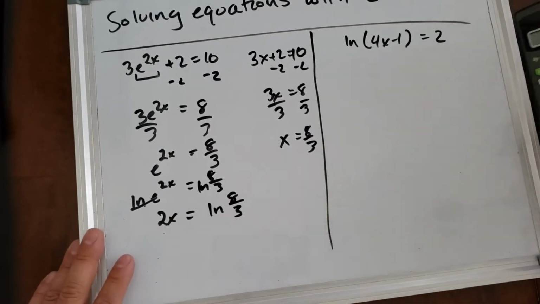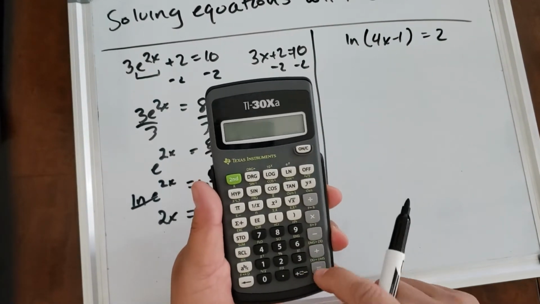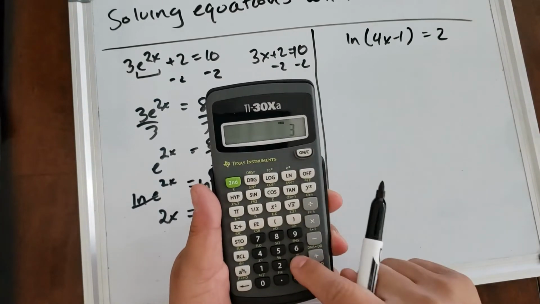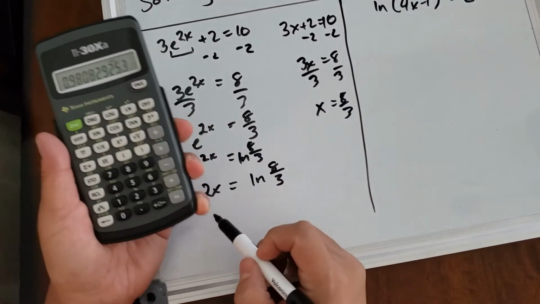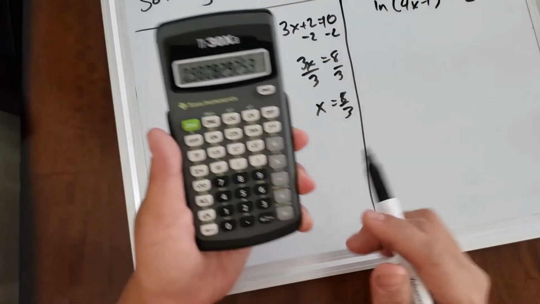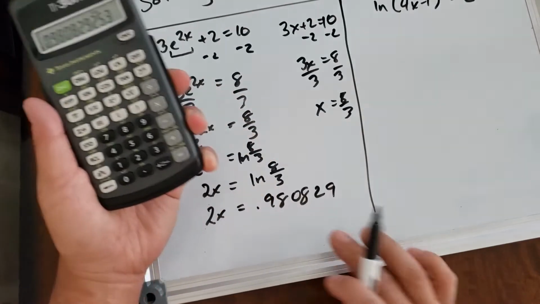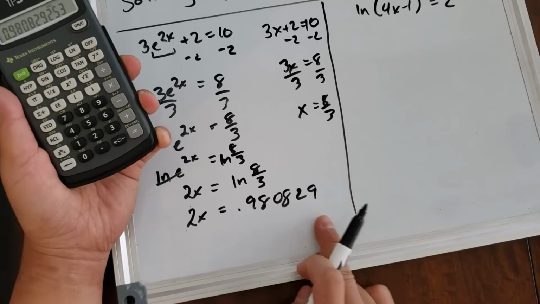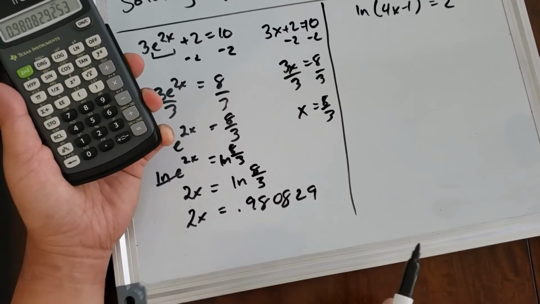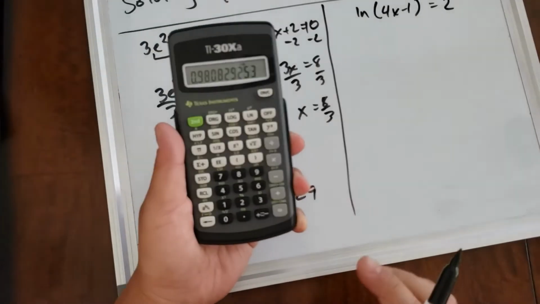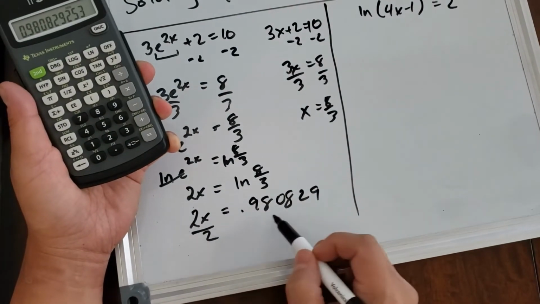Now I'm going to use my calculator to figure out, well, what number is that? So again, I'm going to go 8 divided by 3, get the number first. 8 divided by 3 equals, so it gives me this, and then I'm going to hit ln, okay? So 2x equals 0.980829. So before your final answer, I want you to write for me 6 decimal places, okay? At the very end, we're going to round, okay? But for right now, since we're in the middle of the problem, I want you to give me 6 decimal places. And then to solve this, all I'm going to do is divide by 2.